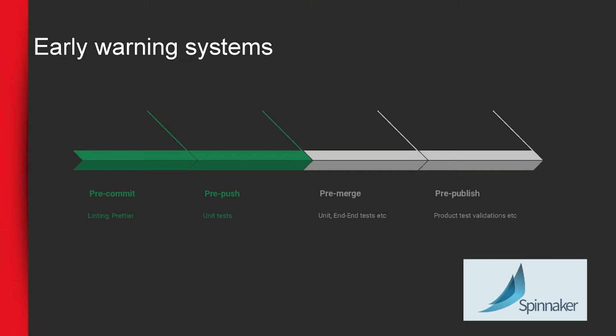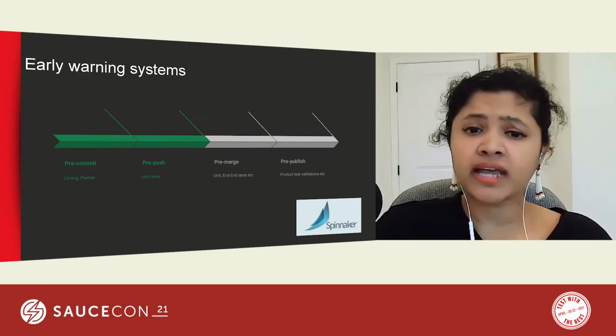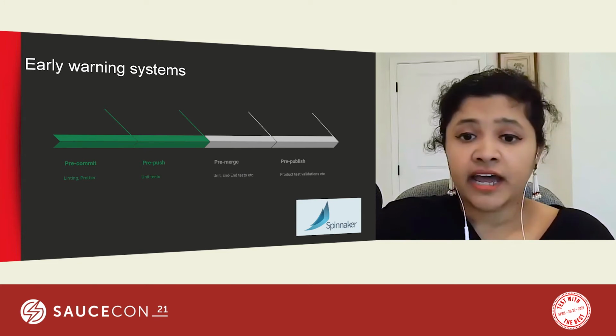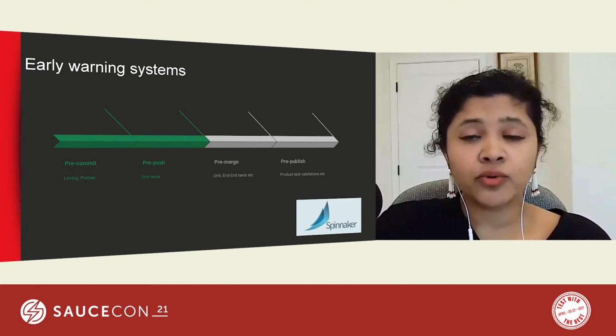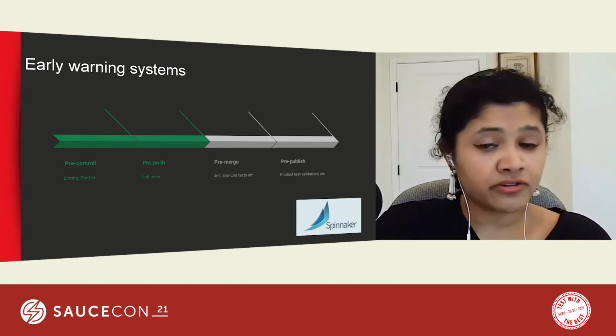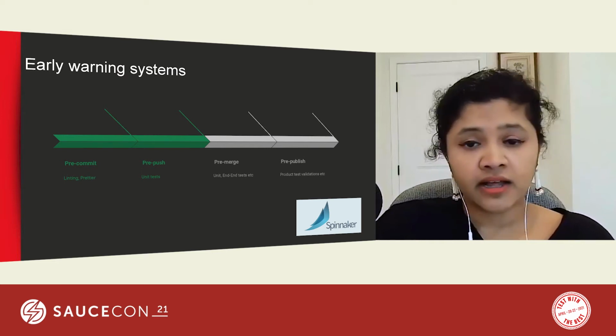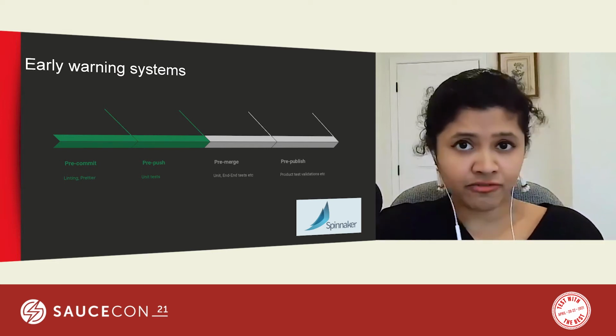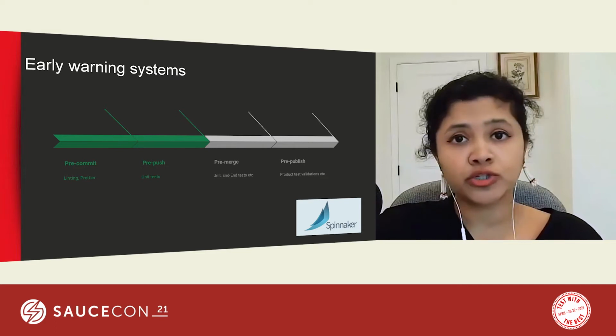We have pre-push checks, as in if you wanted to push to a remote branch, unit tests would execute locally. And if you were to create a pull request from your remote branch, we would then kick off a Spinnaker pipeline, which would execute a bunch of unit and end-to-end tests and a few other validations, and even generate code metrics, code coverage metrics.